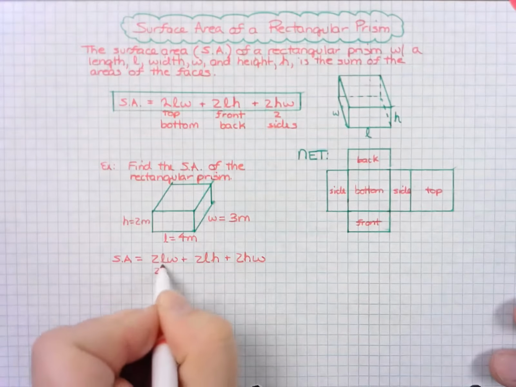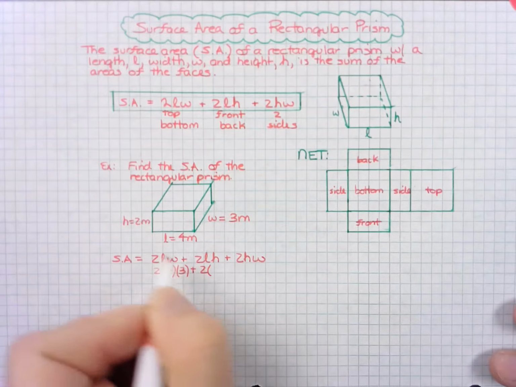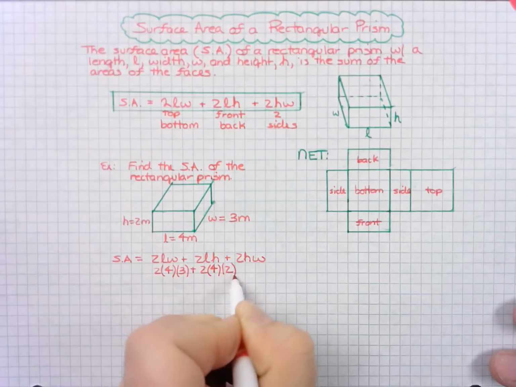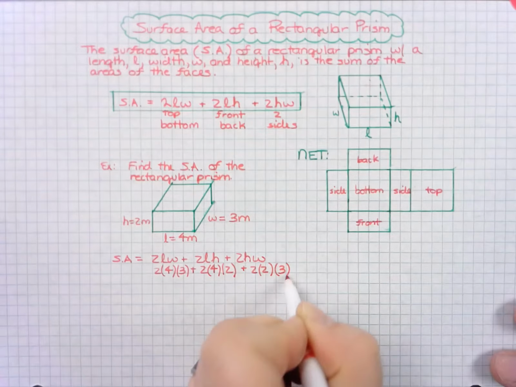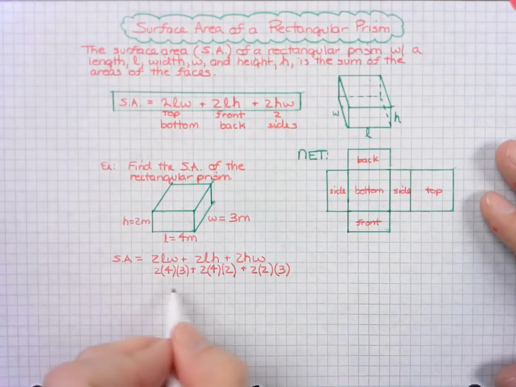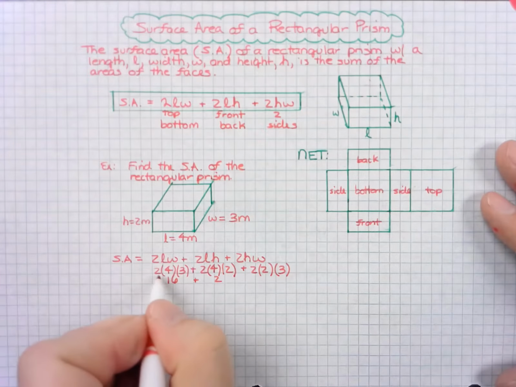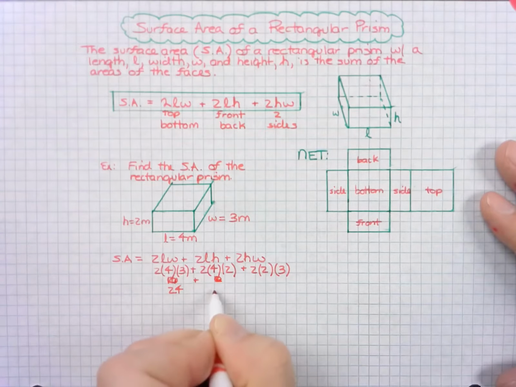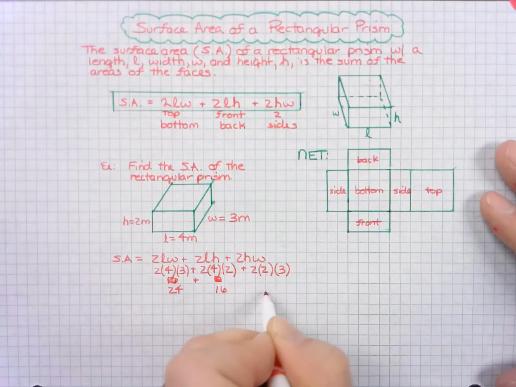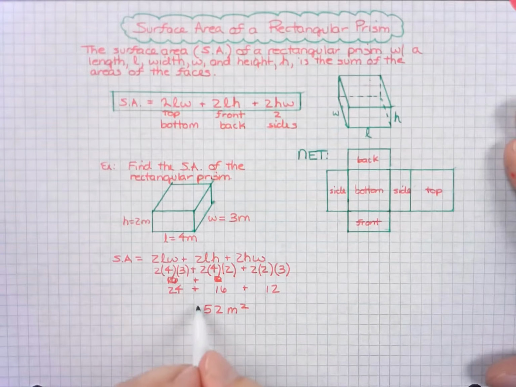2 times 4 times the width, which is 3, plus 2 times the length, which is 4, times the height, which is 2, and then 2 times the height, which is 2, and the width, which is 3. And then I can simplify. This is 24, sorry, plus 16 and 12. And so when I add all that together, I get 52 meters squared. And it's squared because it's only the surface area, not the volume.